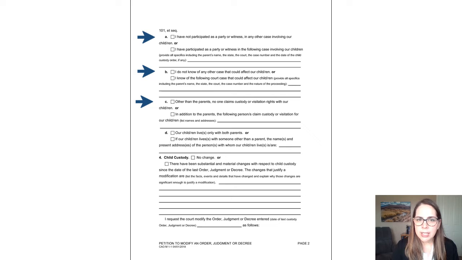Here in section C, it's going to identify any other parties that have been awarded visitation or custody. In section D, you're going to identify where the children live and who they live with. And here in paragraph 4 is where you're going to start to say what you want to change about the existing order. This is referring to child custody.